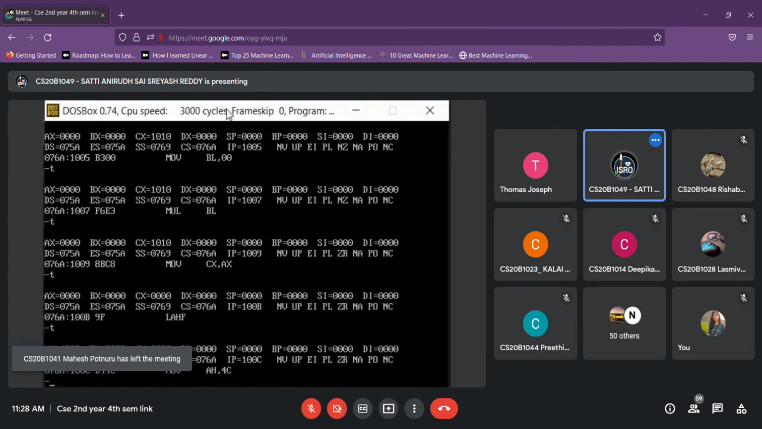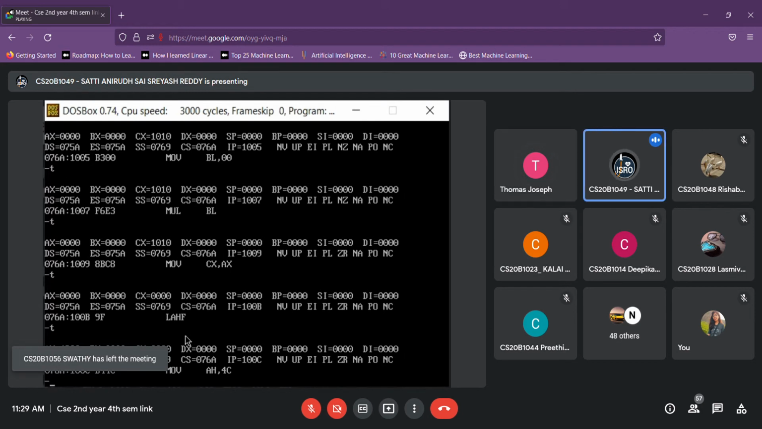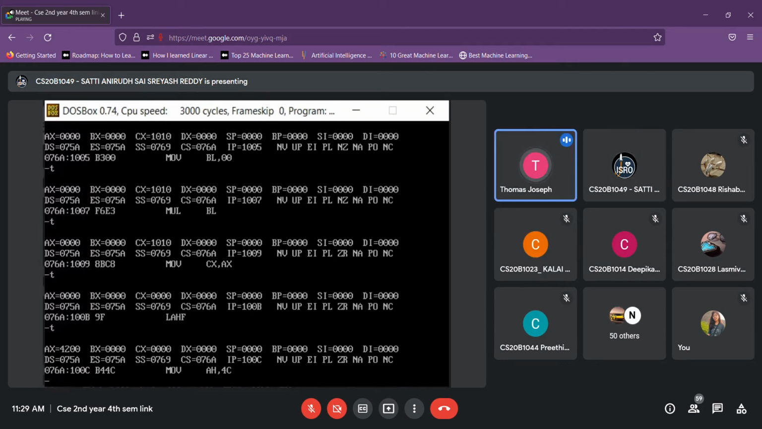Now is it visible, sir? Yeah, it is visible. So you loaded the AX register. First I loaded AL with 00, sir. And BL with 00. On multiplying, MUL BL, it will store in AX. So I just copied it from AX to CX just to store the output. And then I used LAHF, so the flag content will be stored in the AH register. And that is showing 4200.